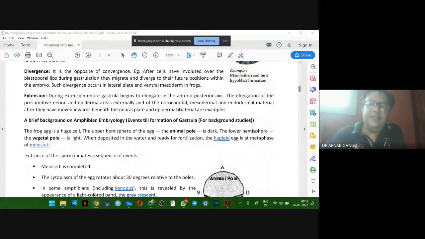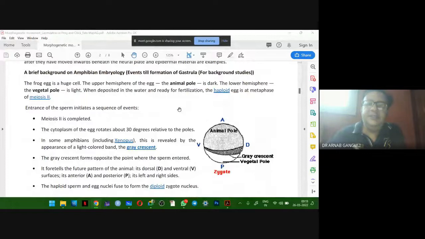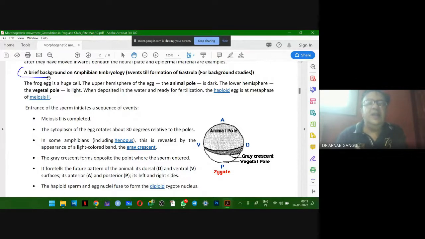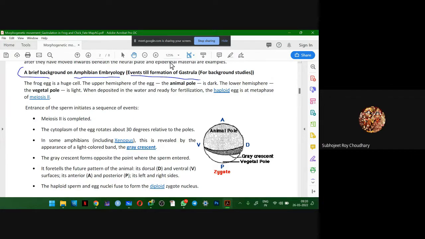Now let us start with the development of amphibian frog embryology. These are the events till the formation of the gastrula. Those who are online, can you see this? Yes, sir. Okay. So this is for background studies.